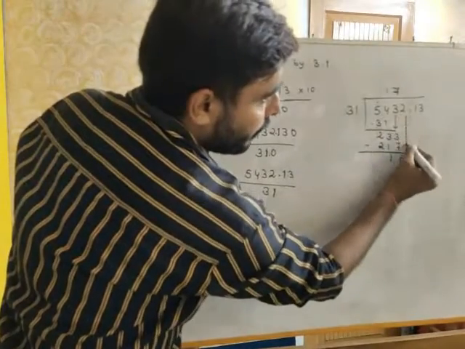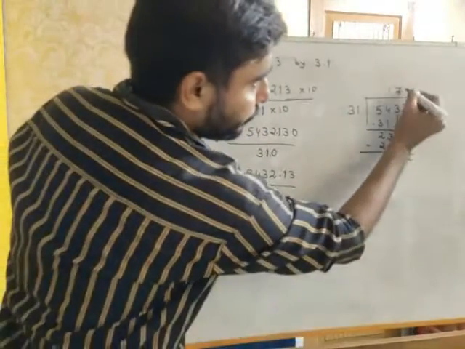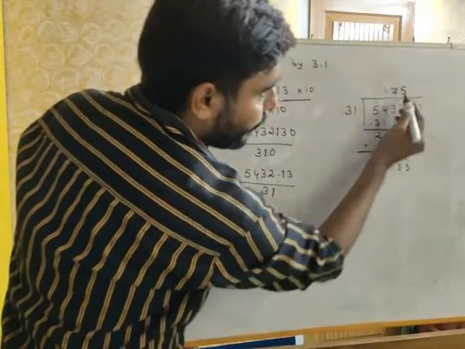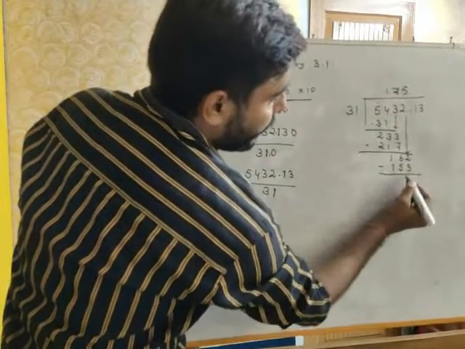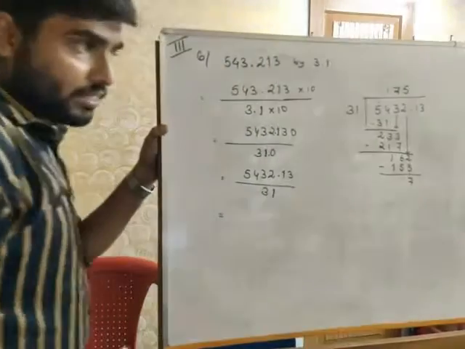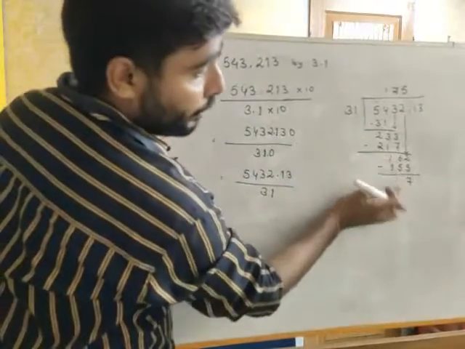What is the next number? 2 will come down. Okay, so it will be 155. 5 into 1 is 5 and 15. 5 3 times 15 will remain 7. Because 12 minus 5 is 7, 5 minus 5 is 0 and 1 minus 1 is 0.